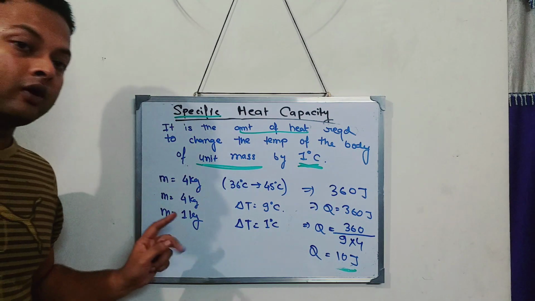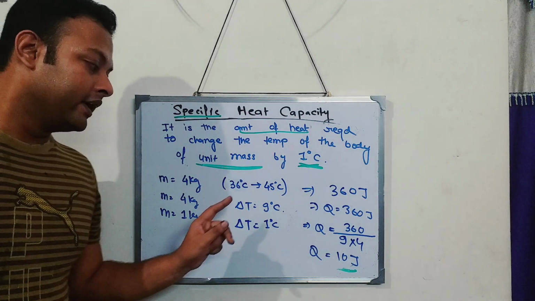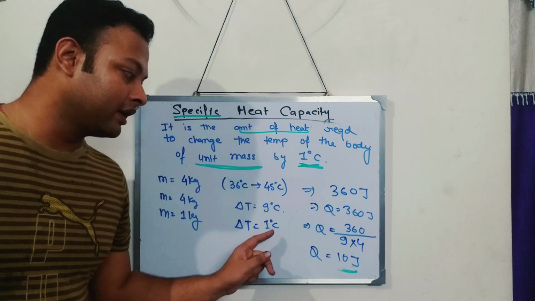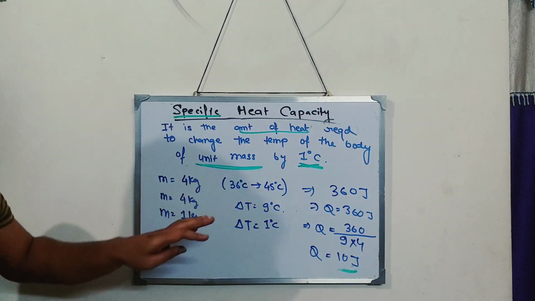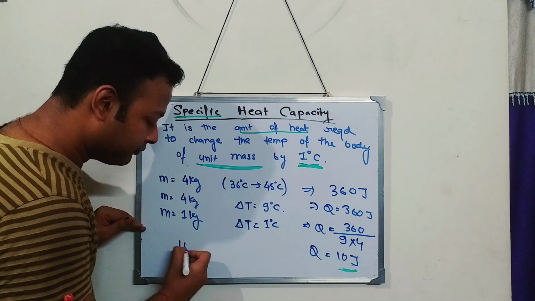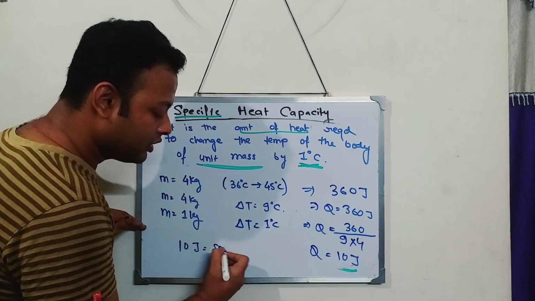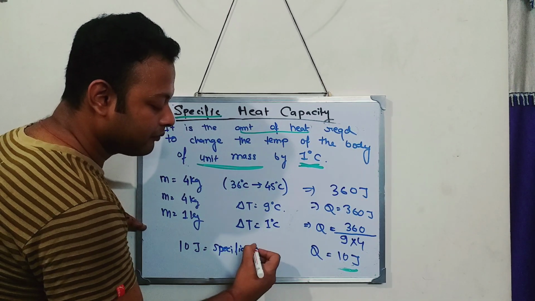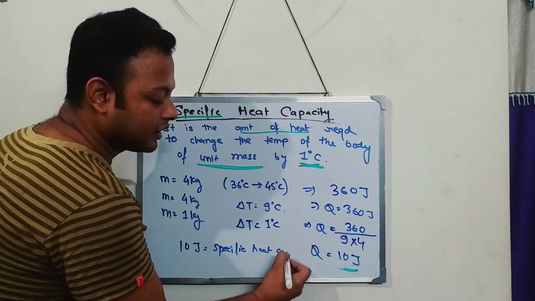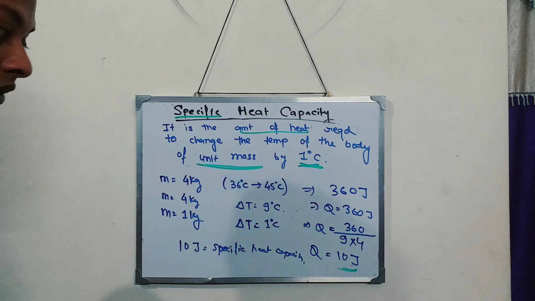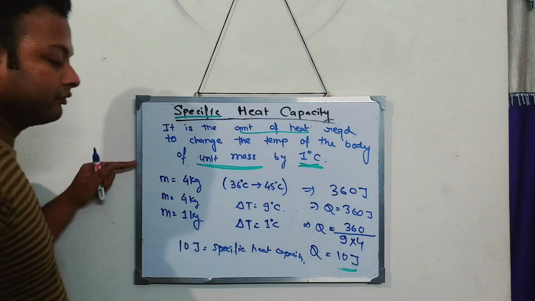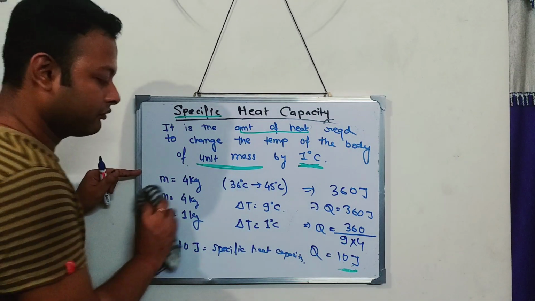So for a body of mass 1 kg, changing the temperature by 1 degree centigrade, amount of heat required is how much? 10 joule. Did you understand? And this 10 joule is called specific heat capacity. Okay. Now let's study in detail about this. I think you understood this part.